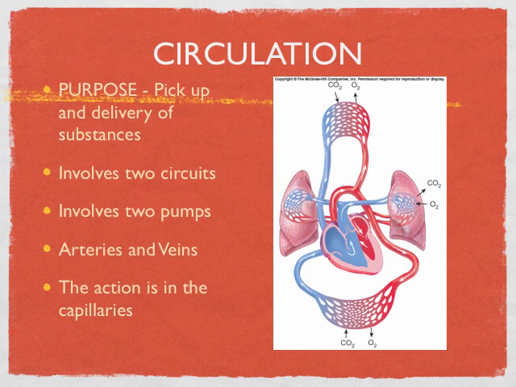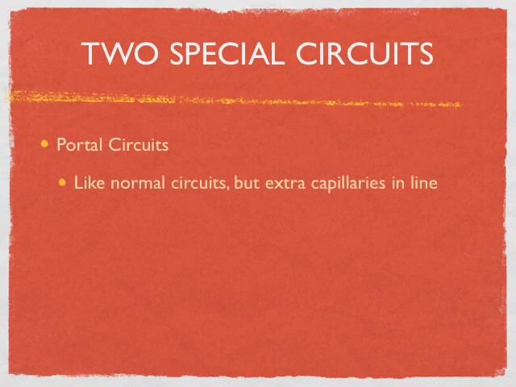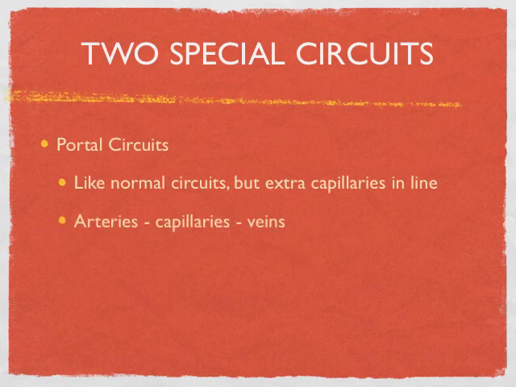So with our knowledge of general circulation here, we can now look at these two alternate circulating patterns. There are two special types of circuits that we want to deal with on this topic. The first is called portal circuits. These are like normal circuits, but there are extra capillaries involved, and these capillaries are in line to and from the heart.